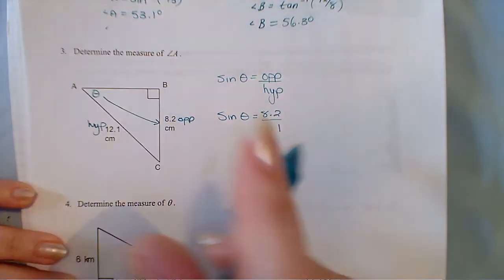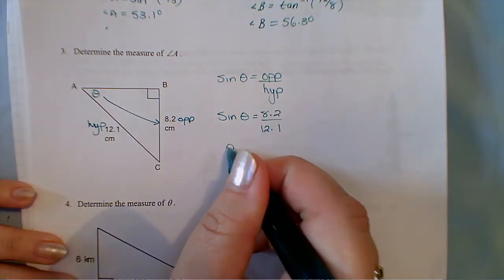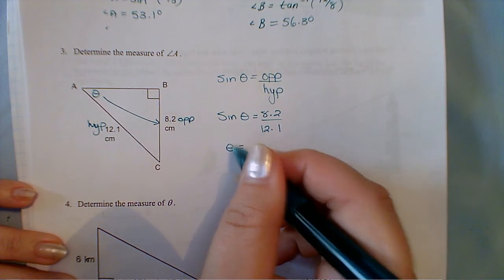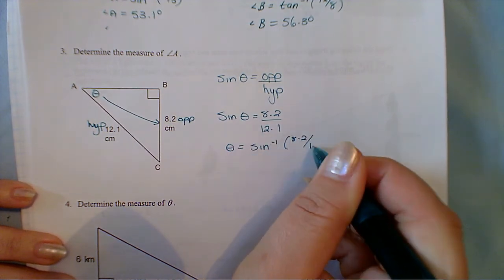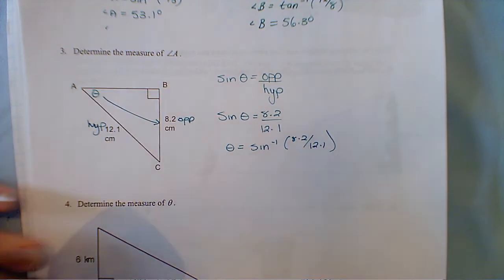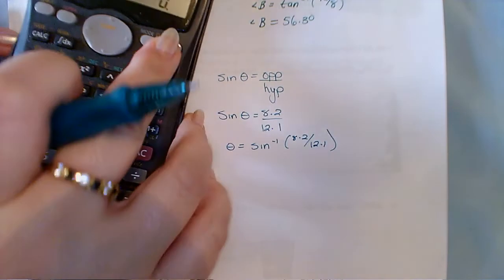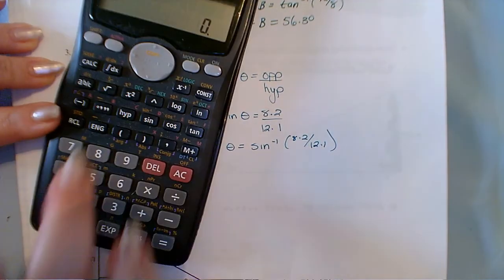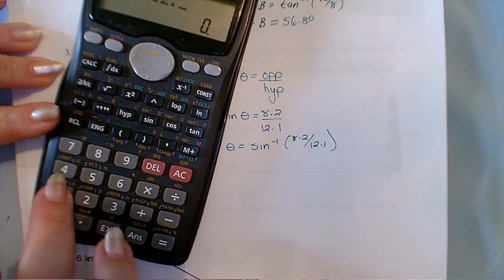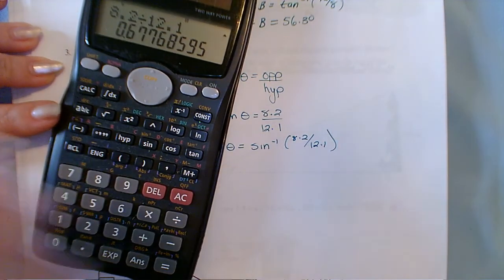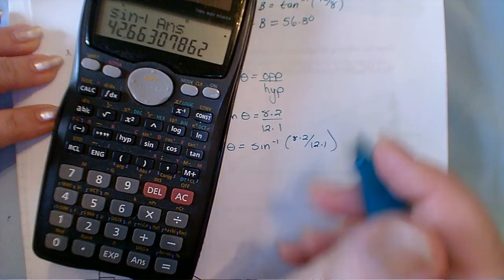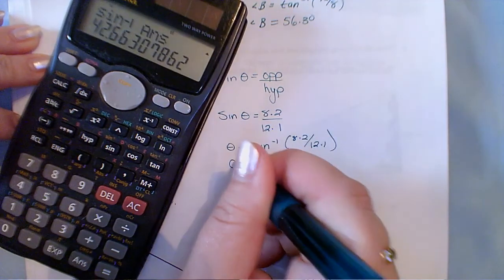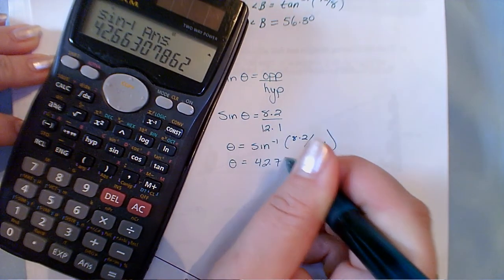Just like we did up here, we're going to kick out the sine to the other side and get theta by itself. So we're going to take inverse sine of whatever 8.2 divided by 12.1 is. It doesn't say how many decimal places to keep, so we'll just keep one decimal place. 8.2 divided by 12.1, get some decimal, and then we go shift sine, second function sine, and we get an angle of 42.7 degrees.